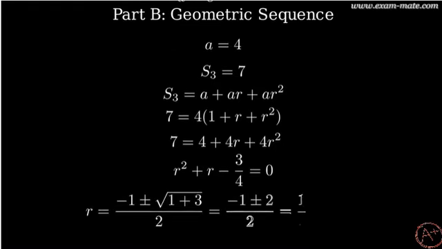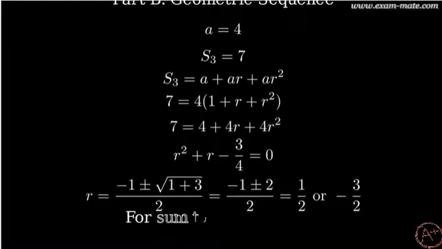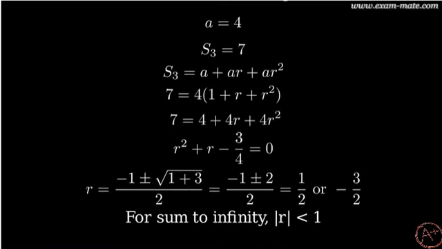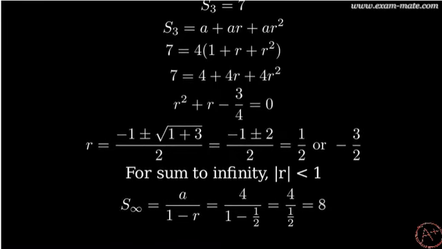Using the quadratic formula, we get r equals 1/2 or negative 3/2. For the sum to infinity, we need the absolute value of r to be less than 1. Therefore, we can only use r equals 1/2. Using the formula a over 1 minus r, we get 4 over 1 minus 1/2, which equals 8.